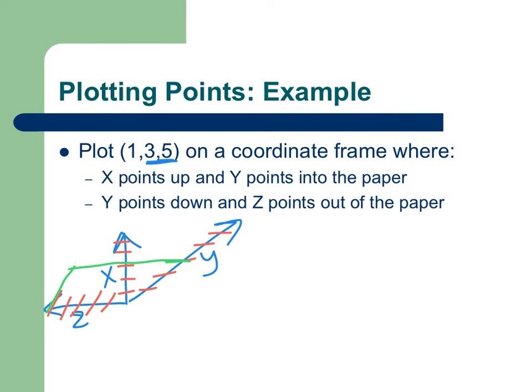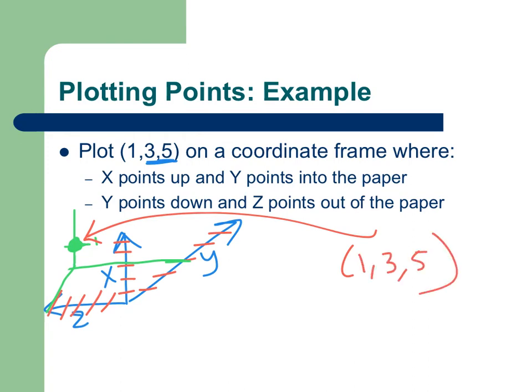And then we need to go 1 in the positive x direction. So there's our x, but we're only going 1. So there's my point, right? And that's the point, actually, if we want to label it. Normally, if I were drawing this on paper, I would have more room and I could put the actual 1, 3, 5 right next to my point. Unfortunately, I don't have that much space, so I'm going to do it slightly differently. So that was the first one, right?